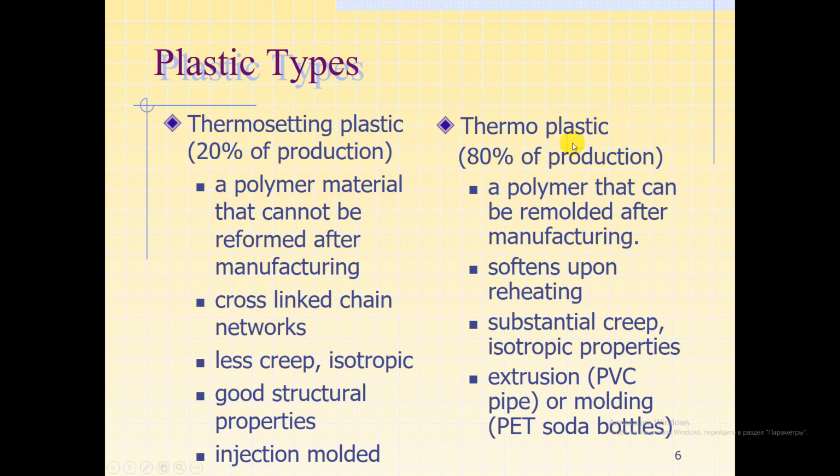And the thermoplastics, it's 80% of production. And thermoplastics are a polymer that can be remolded after manufacturing, softens upon reheating, substantial creep, isotropic properties. Extrusion, PVC pipe, or molding, PET soda bottles.